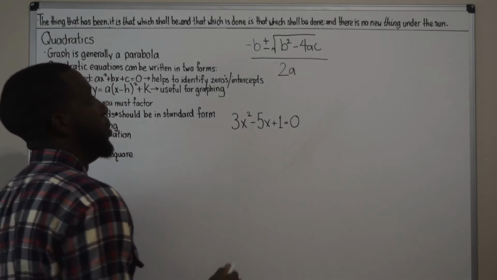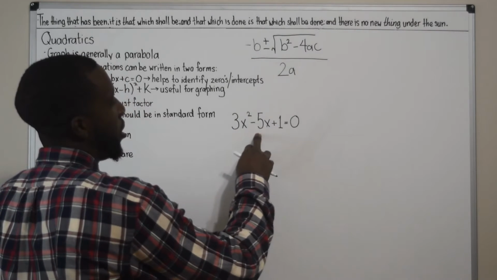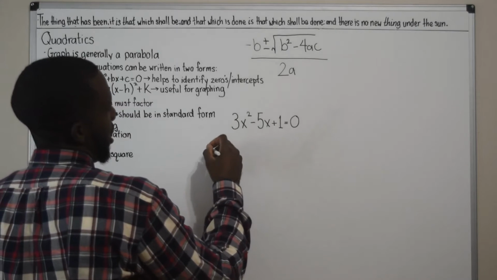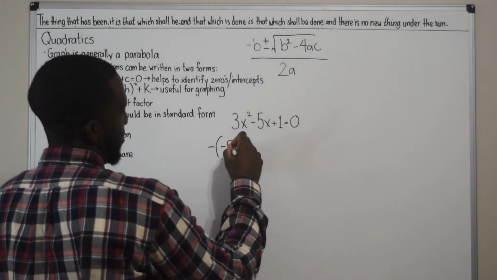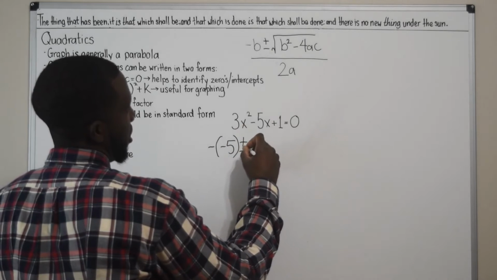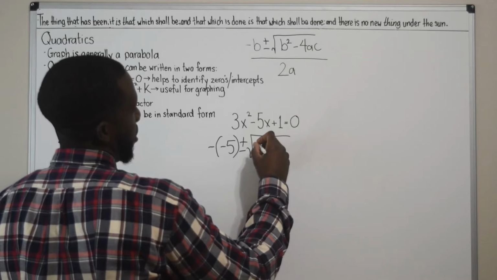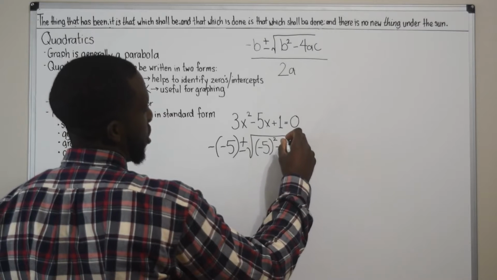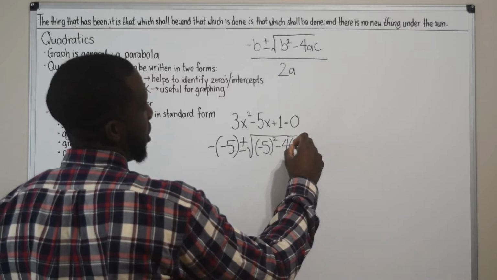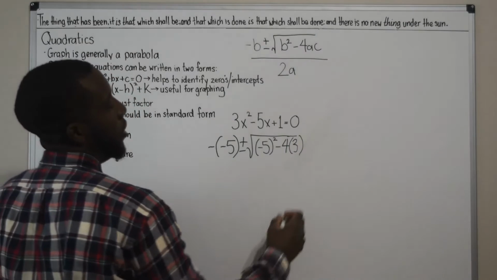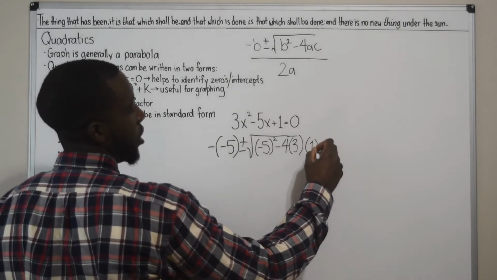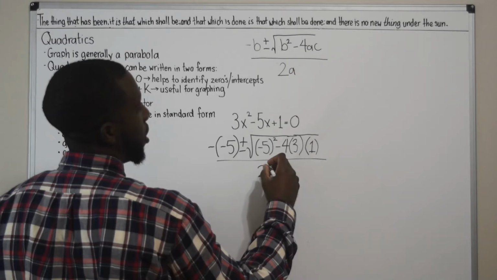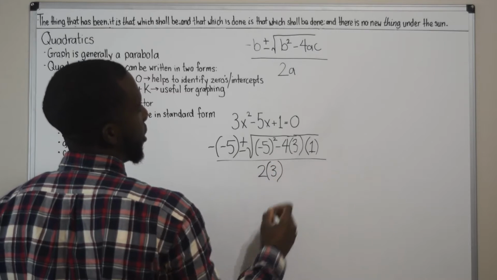All right. So we know A is 3, B is -5, and C is 1. So now we just plug it into the equation. So we got negative of -5 plus or minus the square root of -5 squared minus 4. A is 3. C is 1. Over 2a. Okay.